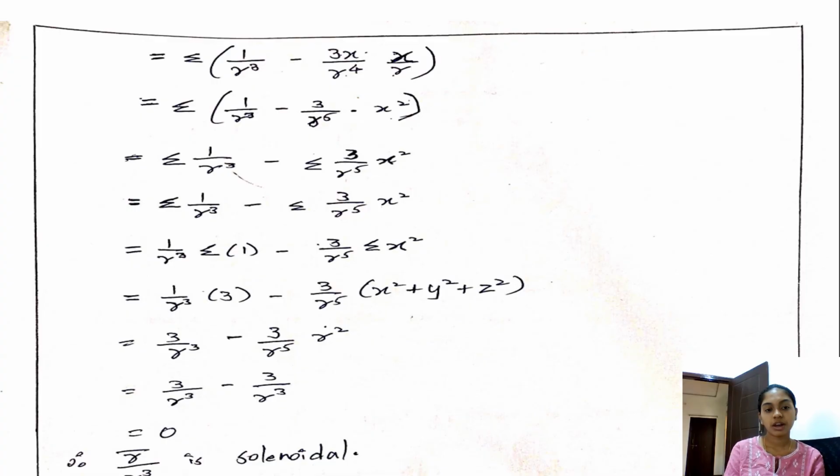That equals 1/r³ Σ 1 − 3/r⁵ Σ x². That equals 1/r³ · 3, that is 1 + 1 + 1 = 3, minus 3/r⁵ (x² + y² + z²) = 3/r³ − 3/r⁵ · r². The r² cancels, so we get 3/r³ − 3/r³ = 0. Therefore, r/r³ is a solenoidal vector.